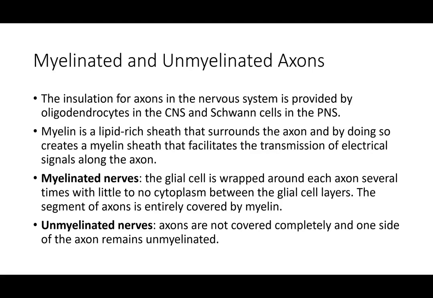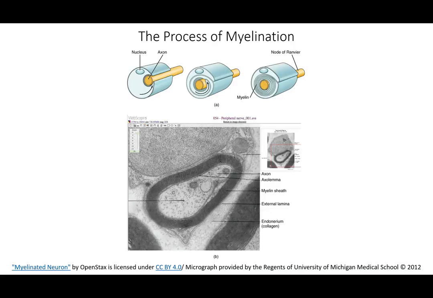Myelinated nerves are where those glial cells are wrapped around the axon with little to no cytoplasm between the glial cell layers. So segments of axon can be entirely covered by that myelin. Whereas unmyelinated nerves are axons that are only partially covered by myelin. So they're not fully unmyelinated and lacking that myelin altogether. They're just not fully wrapped around. That myelin's not wrapped all the way around that axon. Like half of the axon will be covered, but not the other half.